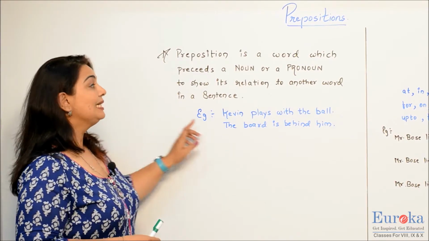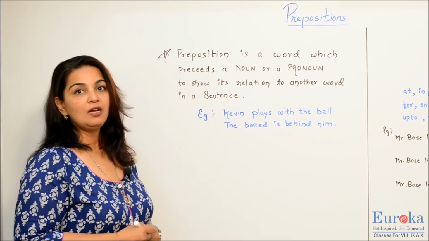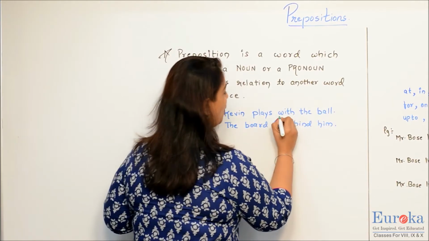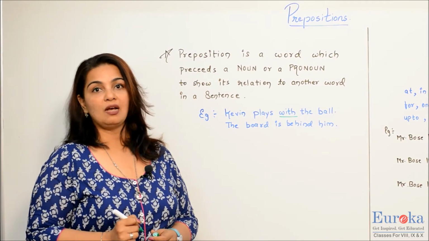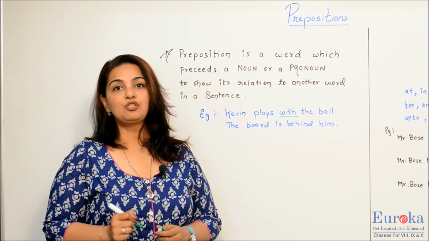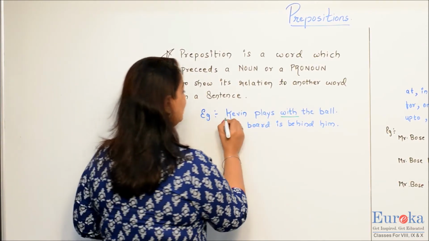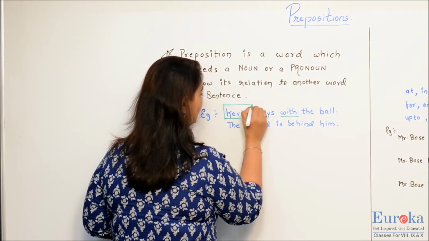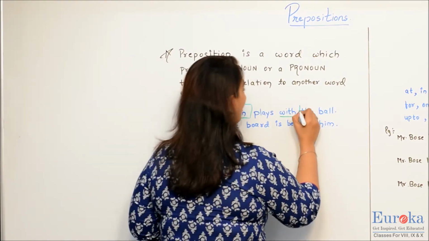For example, Kevin plays with the ball. Now over here, the preposition is with. Why? Because it shows us the relation between the ball and Kevin. Kevin being the noun and the ball being the object.